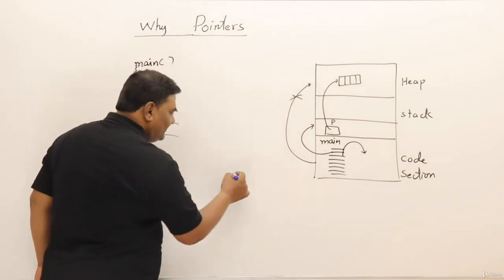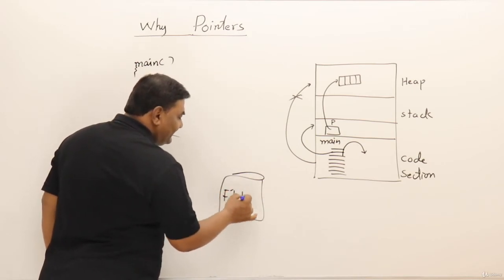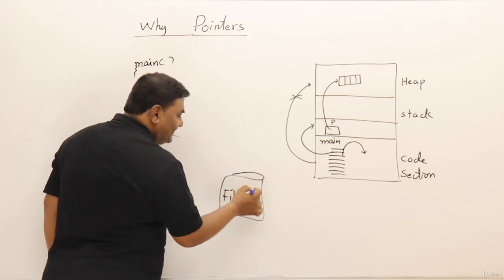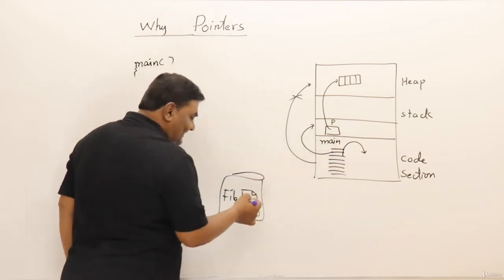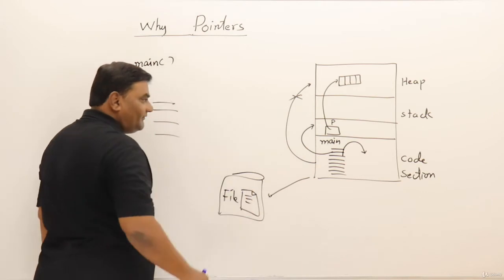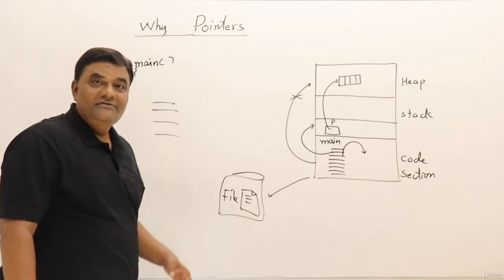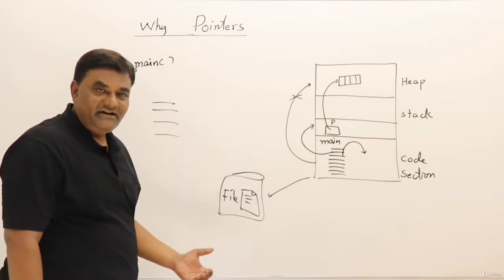Suppose you have a file on a disk. How can this file be accessed by a program? Can it directly access it? No. Again, it can access it indirectly with the help of a pointer. It needs a pointer for accessing a file. We use file pointers for accessing files.